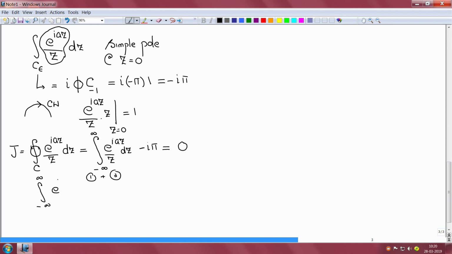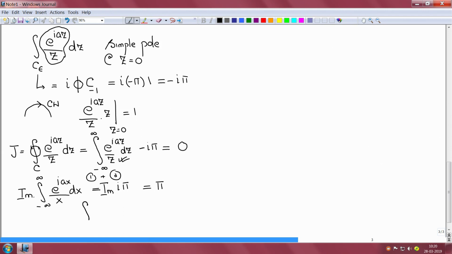So e to the power i a x by x. This part is moving on the real axis, so therefore z is x. dx is equal to i pi. Okay, and I said the portion we want is the imaginary part of this. So we take the imaginary part of this and we get pi.